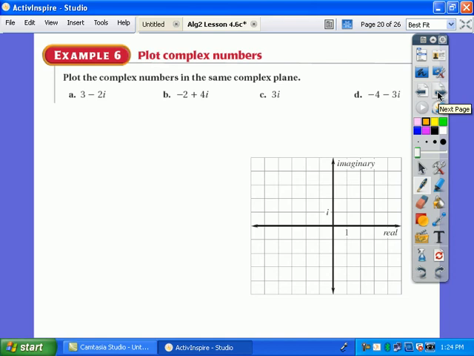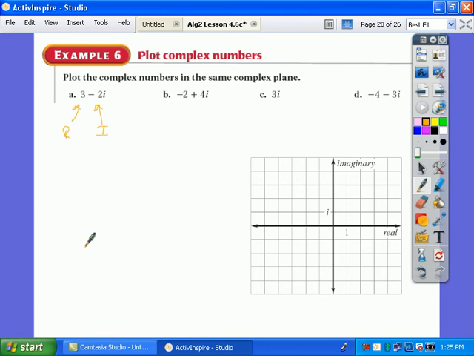And what you see is that there are 2 axes, but we don't see an x-axis and a y-axis. We see a real axis and an imaginary axis. Okay. Now remember, every number, this is a number, a complex number, it has 2 parts. It has a real part and it has an imaginary part. Okay. And so those are the 2 pieces of information we're going to use to graph these points.